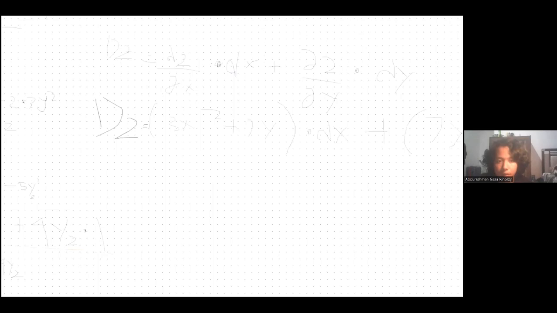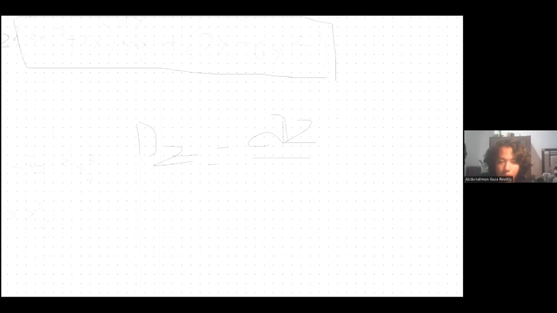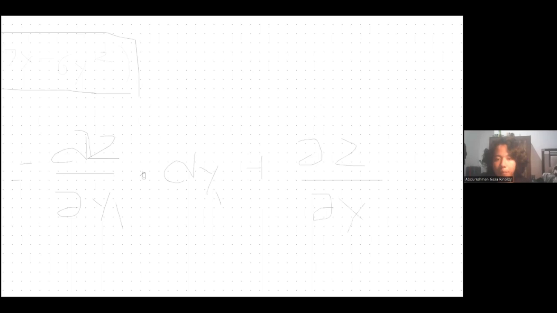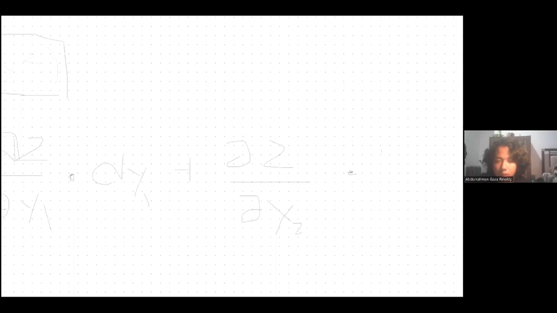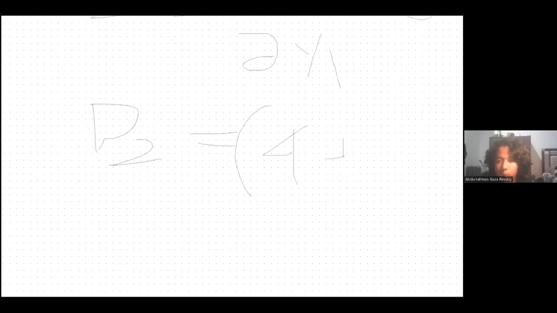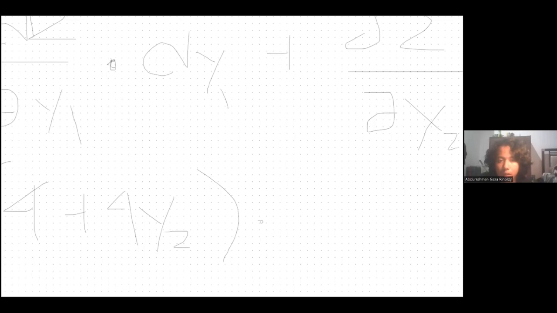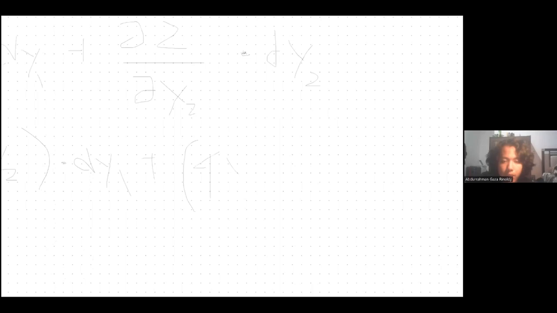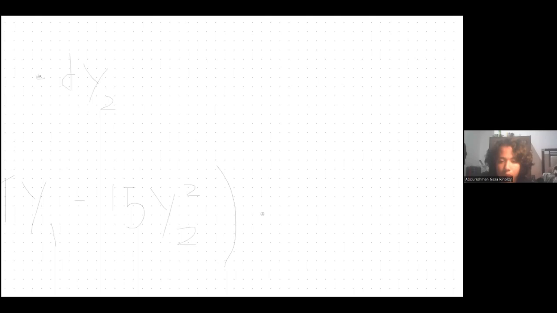For the example number two, it's the same. This function we need to do the same, because we use y1, so this is the y1 times the z. The bottom is the y2 times the y2. We insert the result for example number one. What is it? 4 plus y2 plus 4 y2, like this, and times dy1 plus the z and the y2. The result is 4y minus 15 y2, it's dy. So this is the differential total for the example number one.